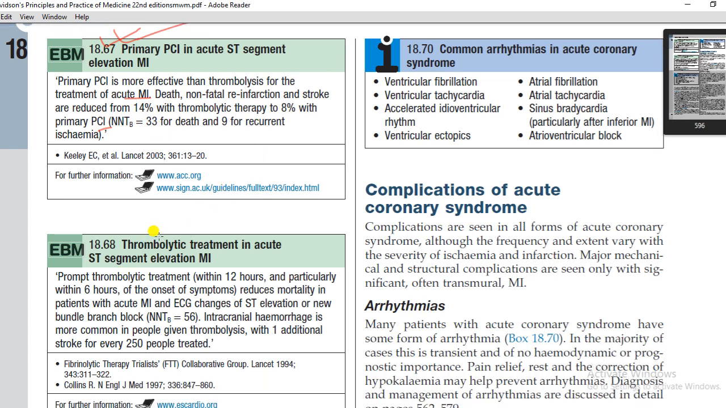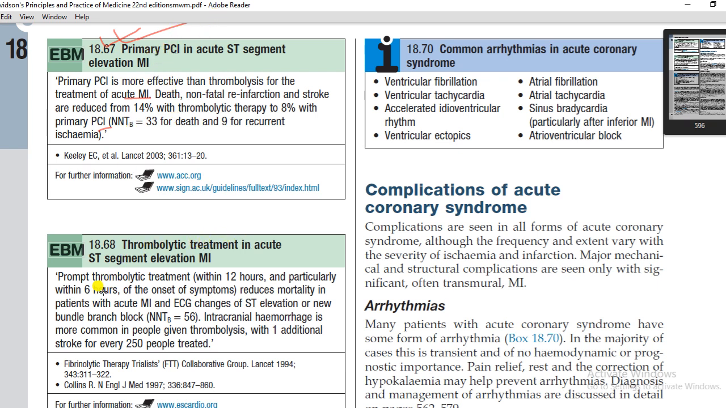Thrombolytic treatment in acute ST segment elevation myocardial infarction. ST segment elevation myocardial infarction and non-ST segment elevation myocardial infarction both have different management policies.